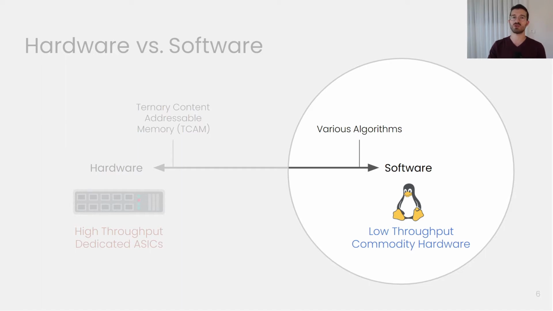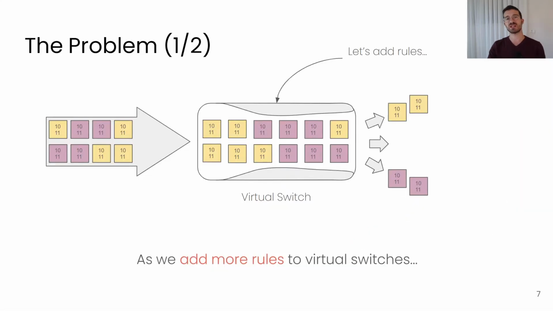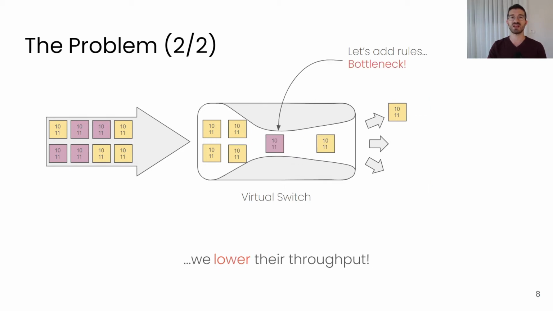Classification algorithms usually take part in virtual switches. So let's look at our virtual switch. We gave it some set of rules and now it's busy classifying packets. Everything is okay as long as there is only a small amount of rules. When we try to add more rules, we get a drop in throughput. And it doesn't matter which classification algorithm we're using, all experience the same phenomenon.